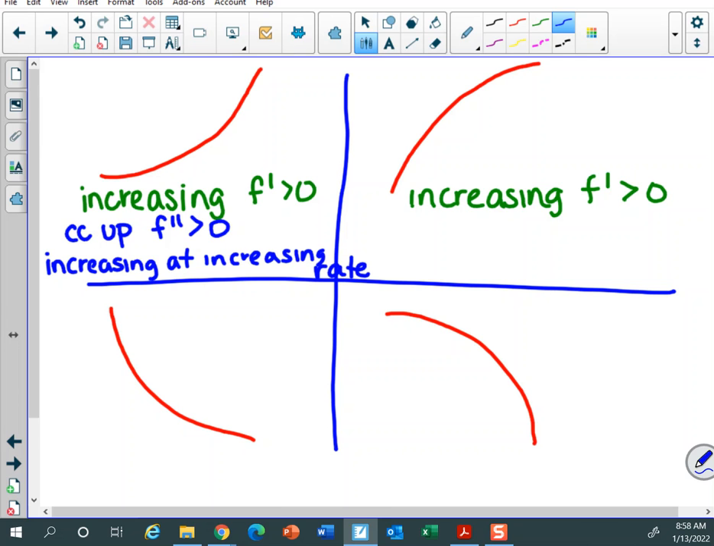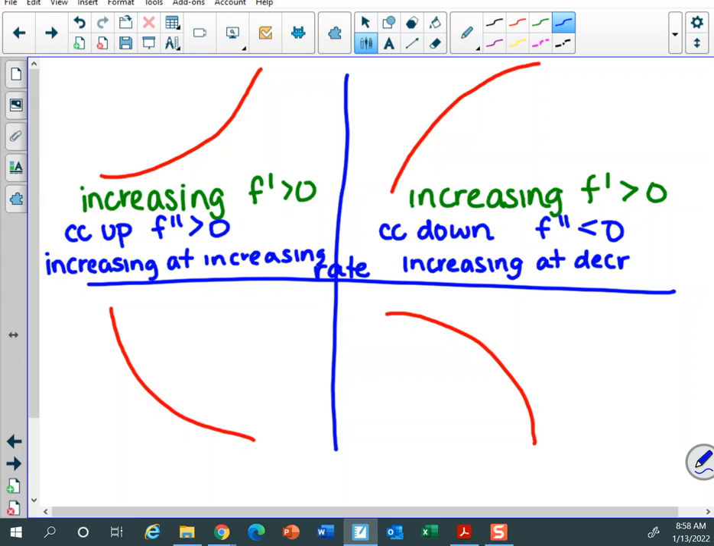If we're growing, but concave down, which means second derivative is less than 0, we are still increasing, but we're increasing at a decreasing rate.